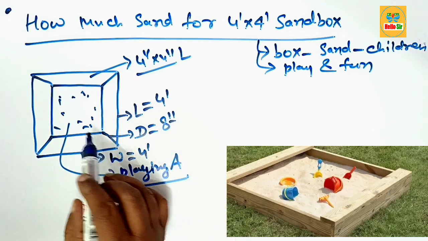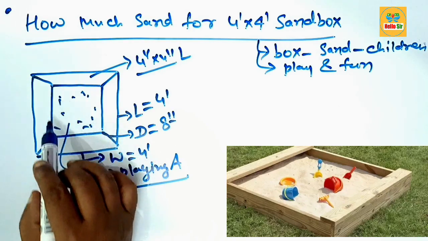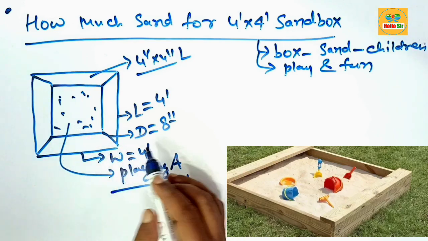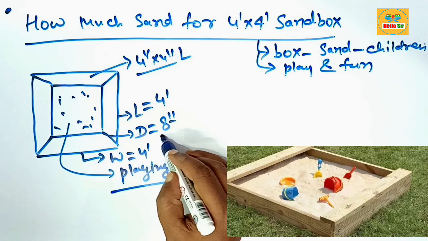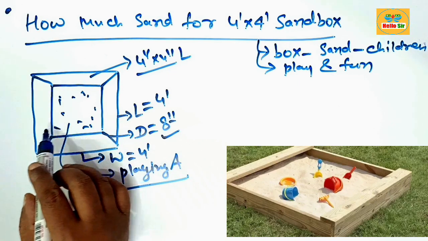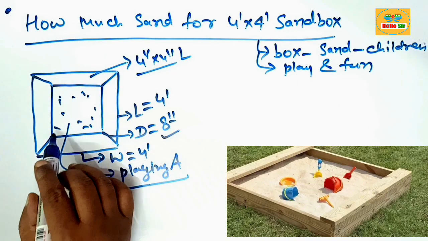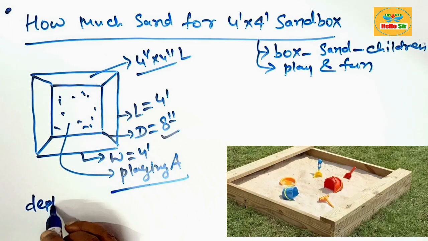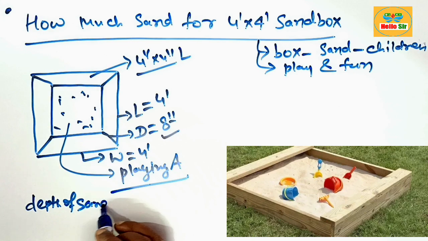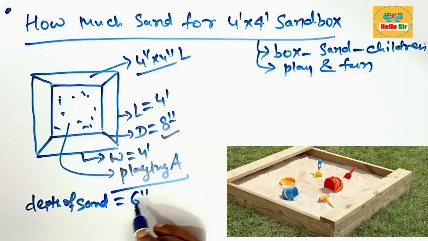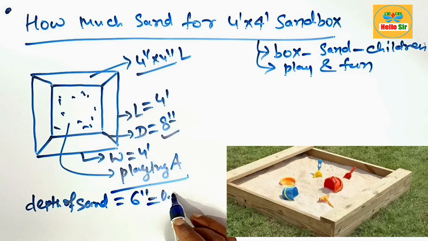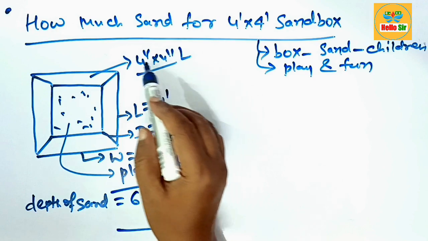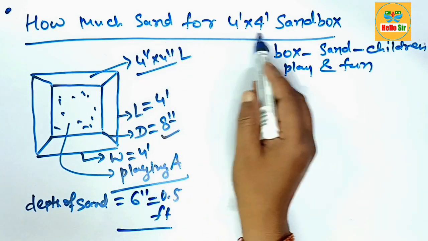You have to fill the sand in this playing area or space, but you don't need to fill the sand material all the way to the top, and it is a good idea to leave a few inches of space at the top. So we recommend the depth of the sand material should be 6 inches, which is equal to half a cubic foot. First you want to calculate the required volume of sand for this sandbox.